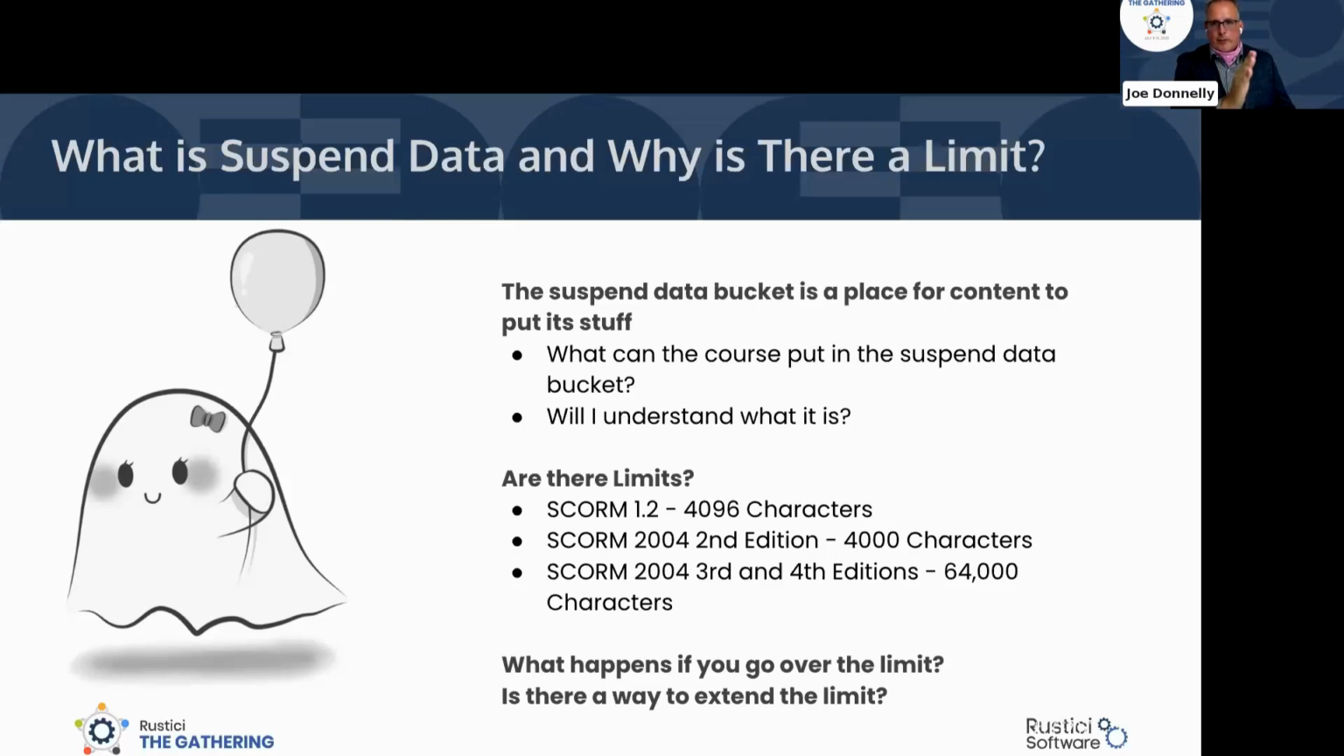It could be like further into the past. Like, I already looked at that slide. Why am I back there again? Well, because you probably ran out of suspend data.